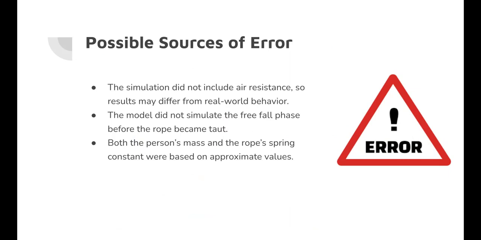Some possible sources of error are that the simulation did not include air resistance, so results may differ from real-world behavior. This model also did not simulate the free fall phase before the rope became taut. Both the person's mass and the rope spring constant were based on approximate values, since the video didn't tell us them.